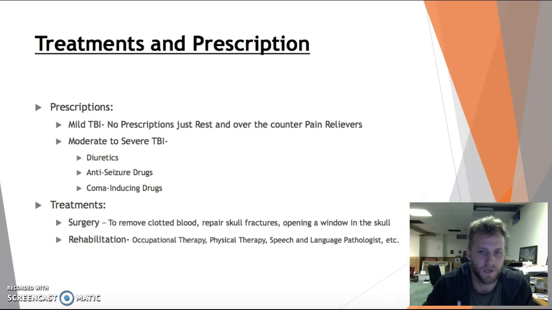Some other treatments as far as surgery, that's a little bit more extreme. Actually having surgery to repair skull fractures, remove clotted blood, to open a window in the skull. That's actually for swelling. I'm going to get into that in a second. Rehab is more for occupational therapy, physical therapy, speech therapy. Like I said, this is a brain injury, so people are going to react differently to the brain injury. I'll go a little bit more into that once we get to the signs and symptoms. But yeah, people will definitely need rehab, or therapy in some way. Because when your brain gets injured, it's not the same as breaking an arm or a leg.